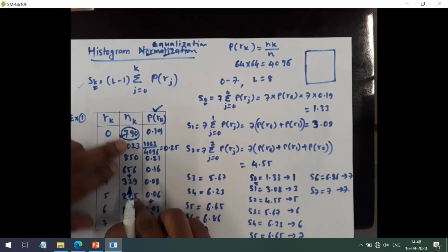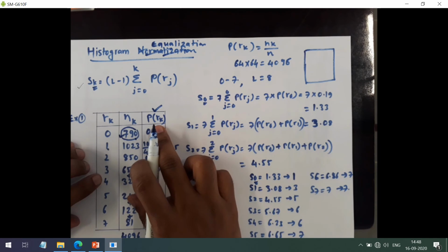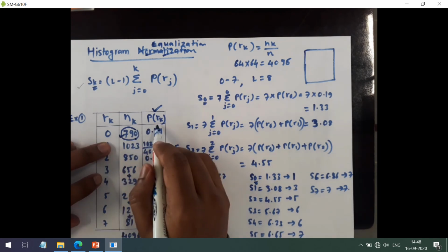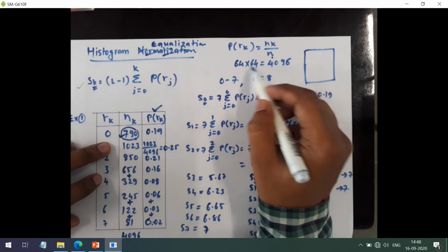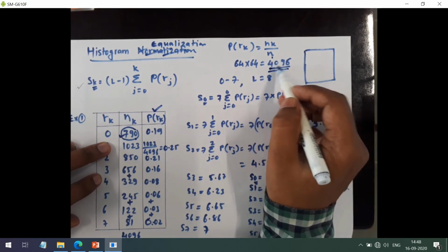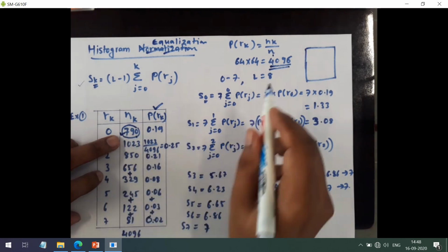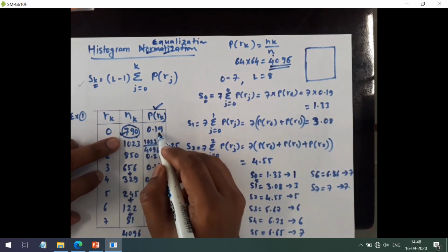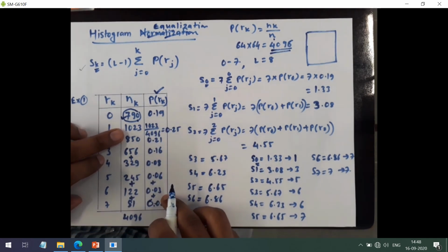The first step in histogram equalization is to find the normalized histogram. So what is the formula to find the normalized histogram? It is nk by n, where n is the number of pixels. So you calculate that value, that is 4096 in this example. So 790 divided by 4096, which is 0.19. You repeat this step for all the intensity values, okay.